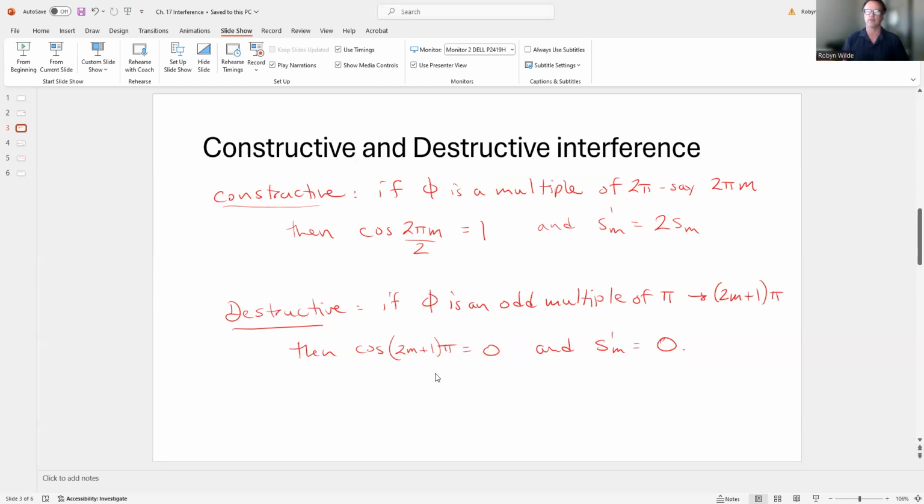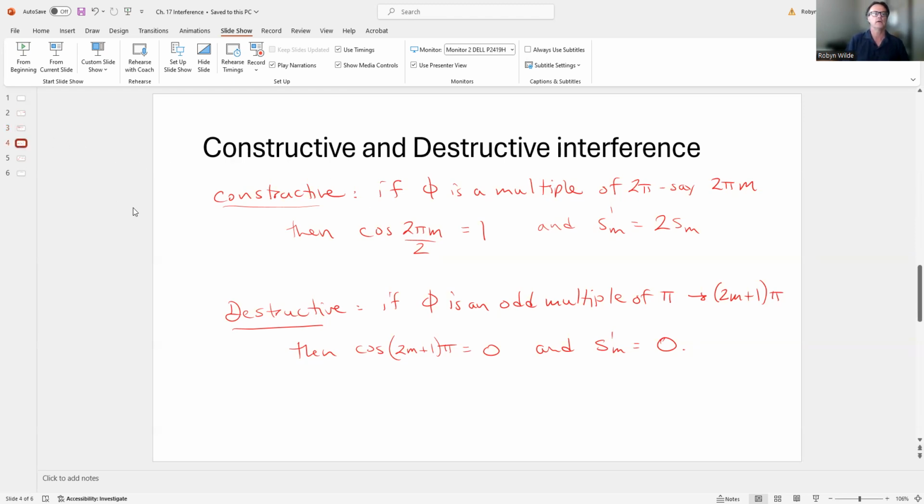Cosine of 3 pi when m is equal to 1 is also 0. So anytime I've shifted by an odd multiple of pi, I get a resulting amplitude of 0. And that's our destructive interference case. So the waves have canceled out in that case. And again, it makes sense because I have only shifted by pi, which is 180 degrees. I'm kind of going the opposite direction, right? I'm going backwards now. And when I add those two waves together, they cancel one another by destructive interference.